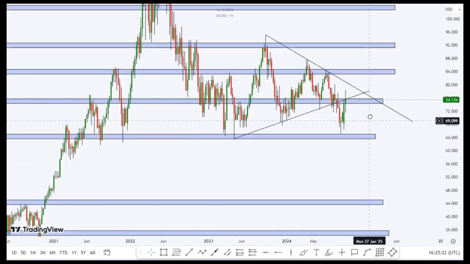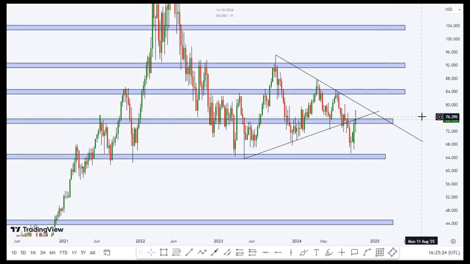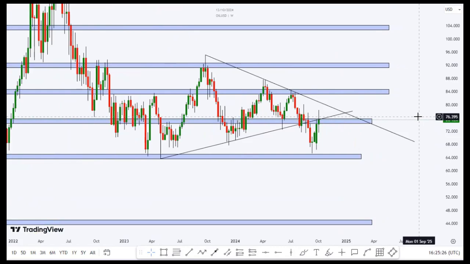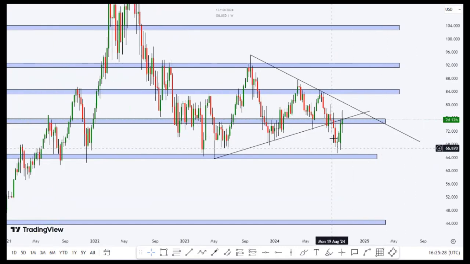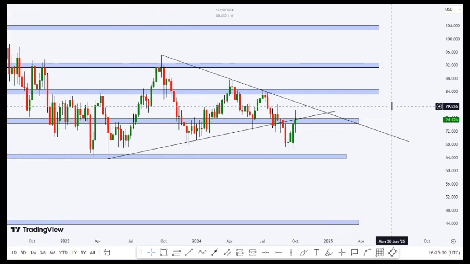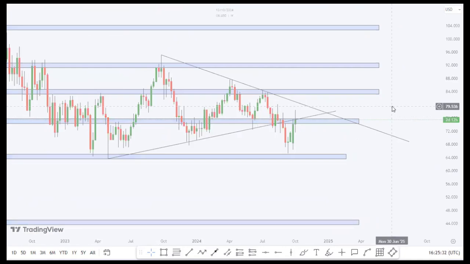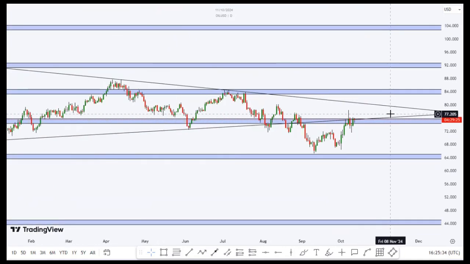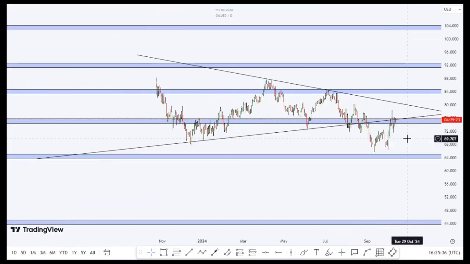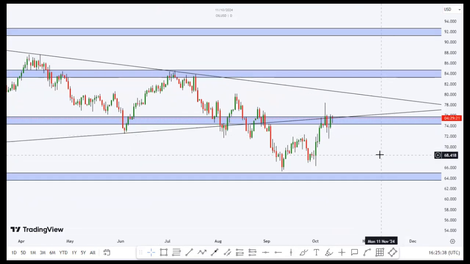So we should be looking for more sales, since the price is currently bullish from this level, right? So let's move on to the daily time frame. On the daily time frame, I'm just using basically support and resistance. That is all I'm using, right?